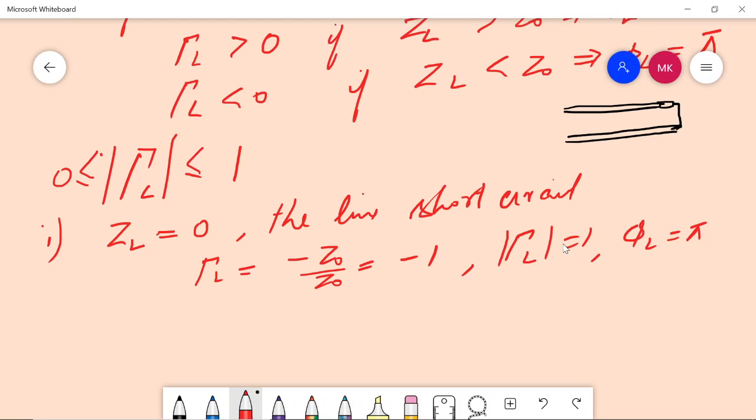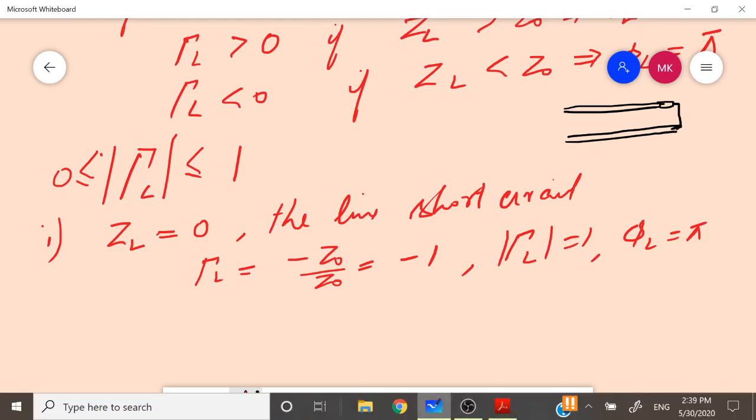What it means is that a magnitude of 1 means your whole power will be reflected back. So V naught minus is the same in magnitude as V naught plus, and the phase pi will be reversed, so a minus will be there. So this will be reflected back, and the phase of the voltage will be reversed.